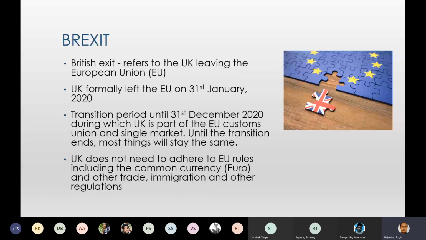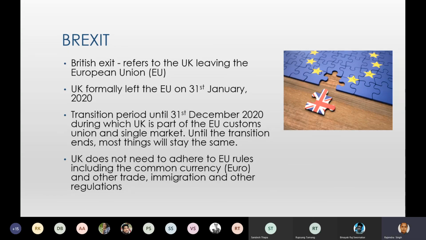So now going forward, they have to decide on the relationship. If the EU was a nation, it would be termed as international. So it's between UK and EU regulations and laws now. They have to formulate laws between the UK and the EU. So going beyond 31st December 2020, the UK will have three options.